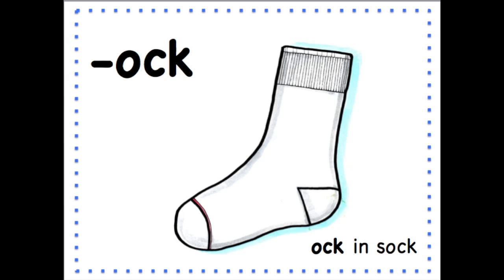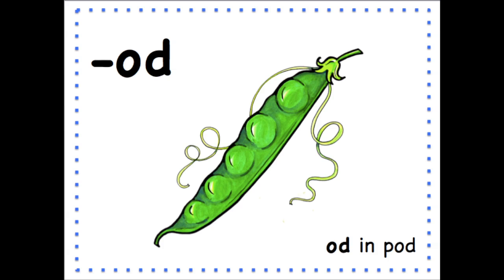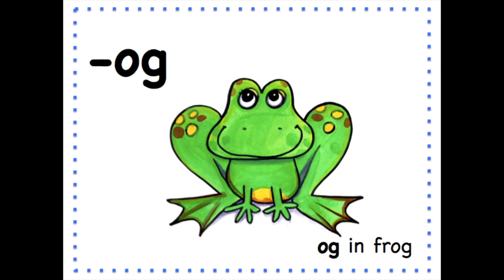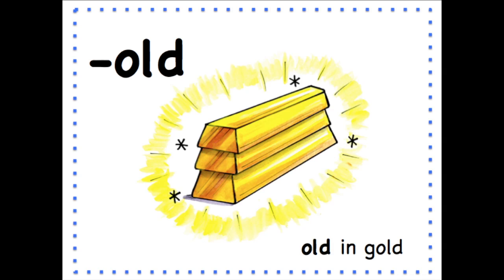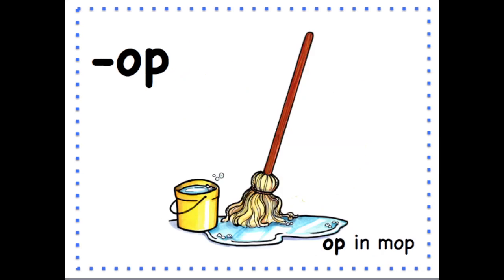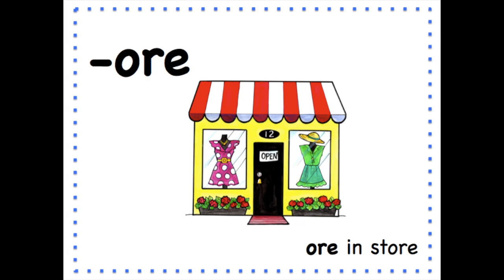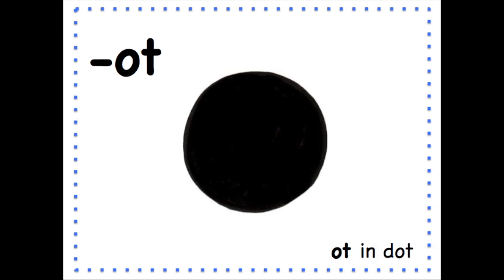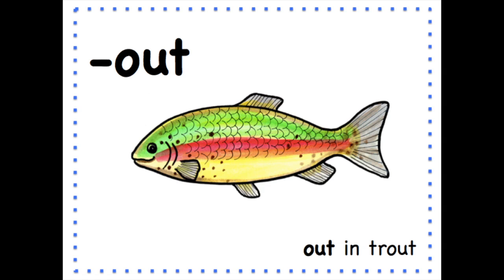O, C, K, ock in sock. O, D, od in pod. O, G, og in frog. O, L, D, old in gold. O, P, op in mop. O, R, E, ore in store. O, T, ot in dot. O, U, T, out in trout.